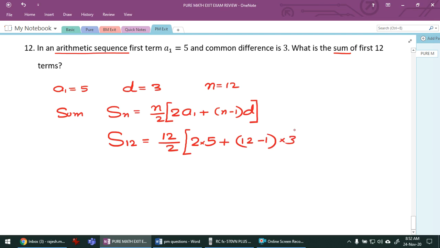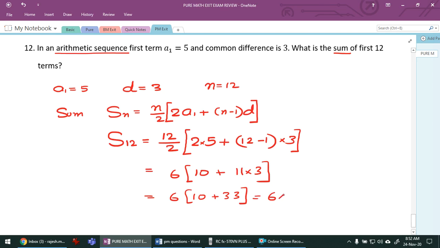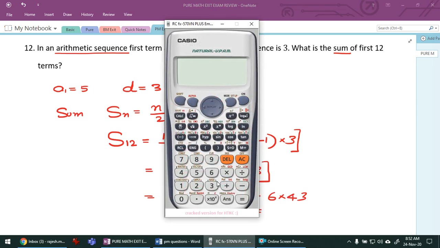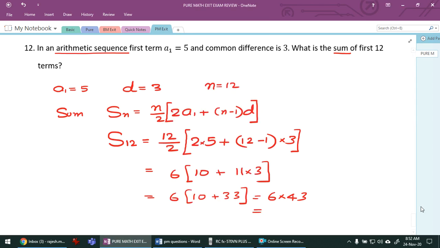d is 3, close bracket, equals 12 by 2 is 6 bracket. 2 into 5 is 10. 12 minus 1 is 11. 11 into 3 equals 6 into 10 plus 33. So 6 into 33 plus 10 is 43. So equals 6 into 43. 6 into 43, the answer is 258. So the sum of 12 terms is 258.